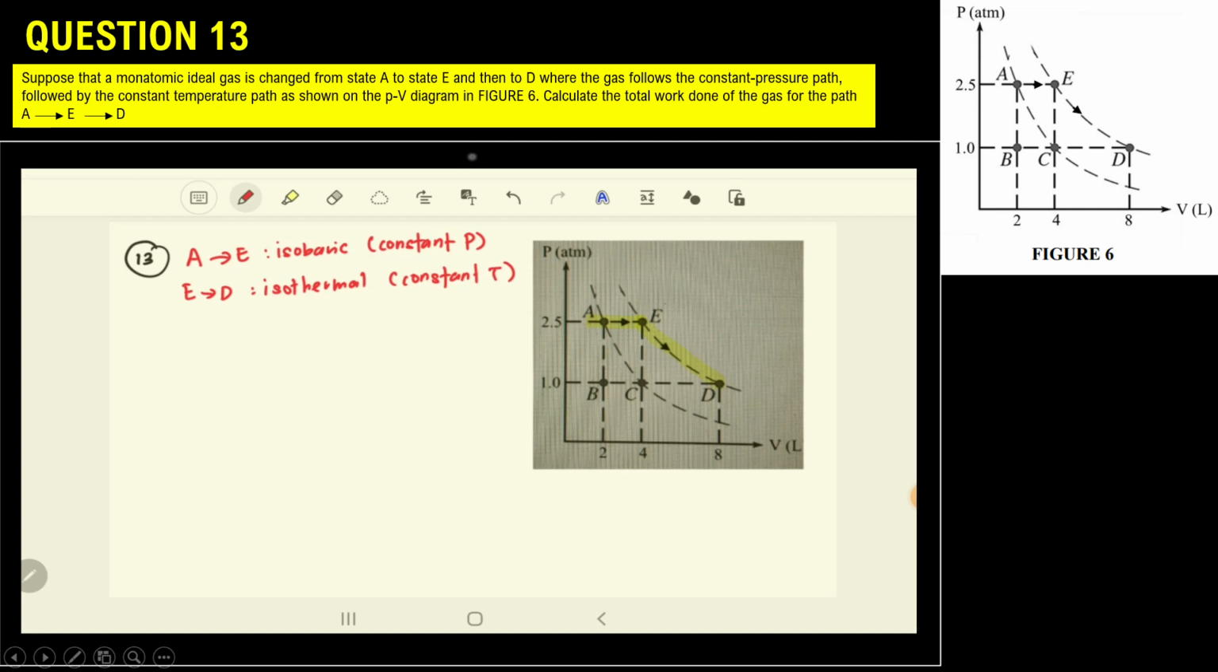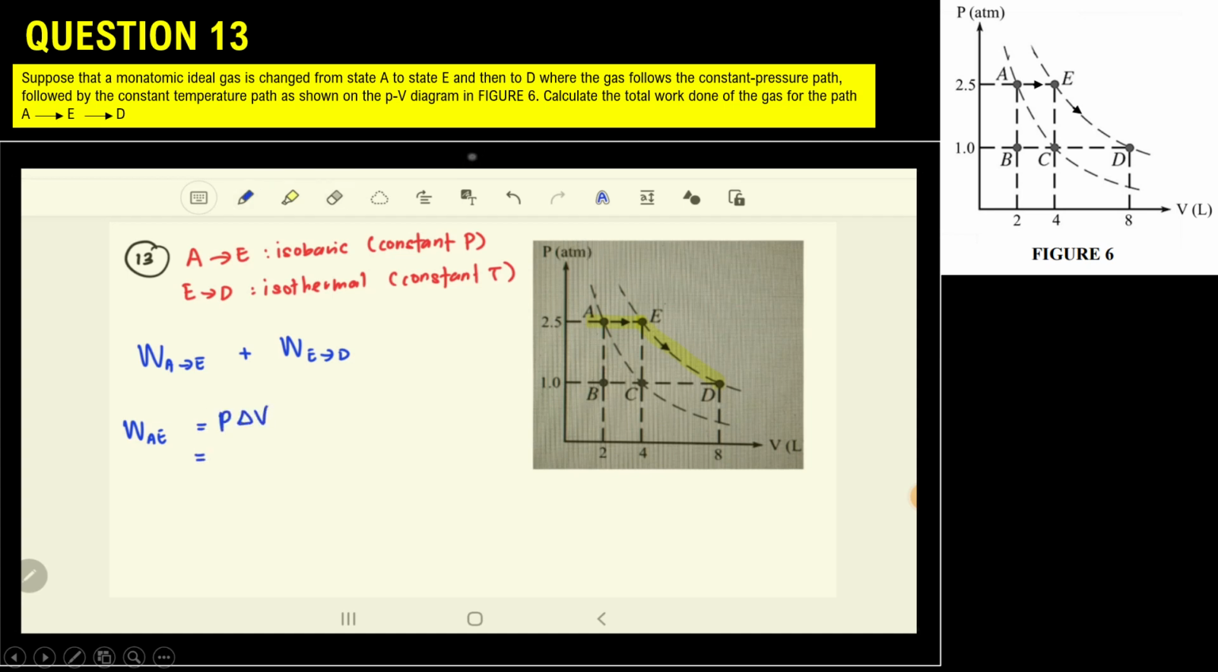Okay, so the question asks us to find the total work done by the gas for the path A to E and to D. So we want to find the work done from A to E, and also the work done from E to D. Okay, let's start. As we know, from A to E is the isobaric process. Therefore, we can find the work done from A to E, which I write as W_AE, equal to P delta V.